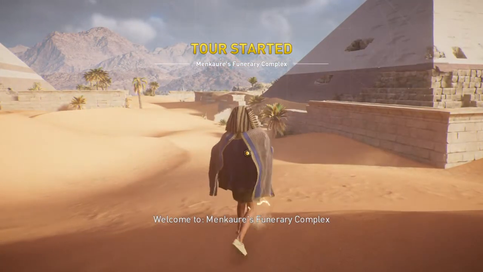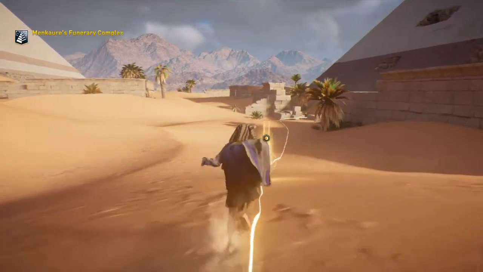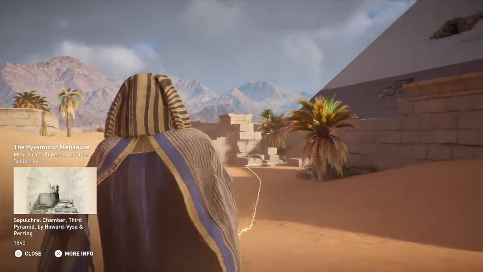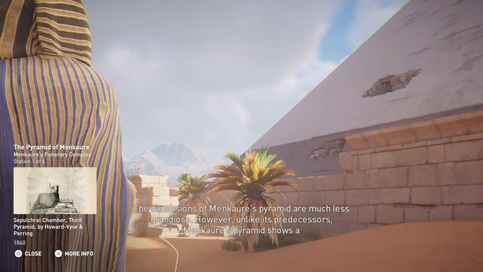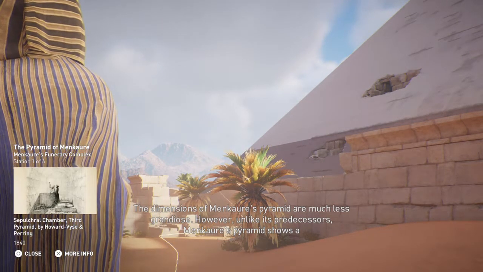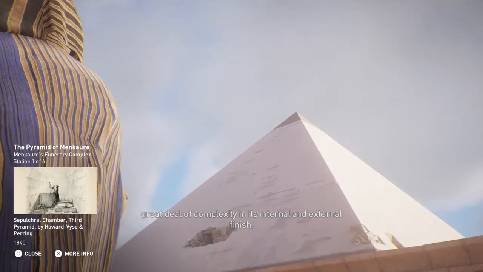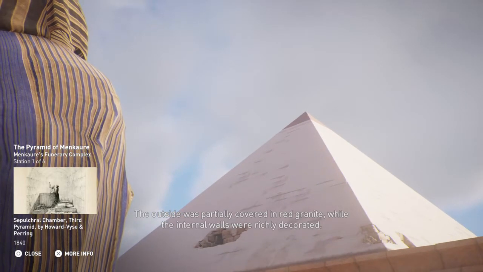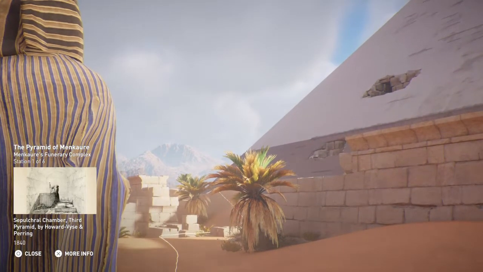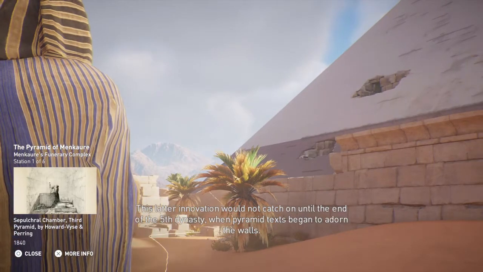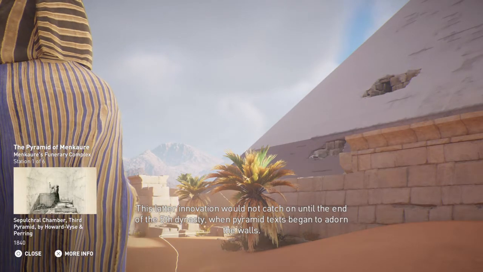Welcome to Menkaure's Funerary Complex. The dimensions of Menkaure's pyramid are much less grandiose. However, unlike its predecessors, Menkaure's pyramid shows a great deal of complexity in its internal and external finish. The outside was partially covered in red granite, while the internal walls were richly decorated. This latter innovation would not catch on until the end of the 5th dynasty, when pyramid texts began to adorn the walls.